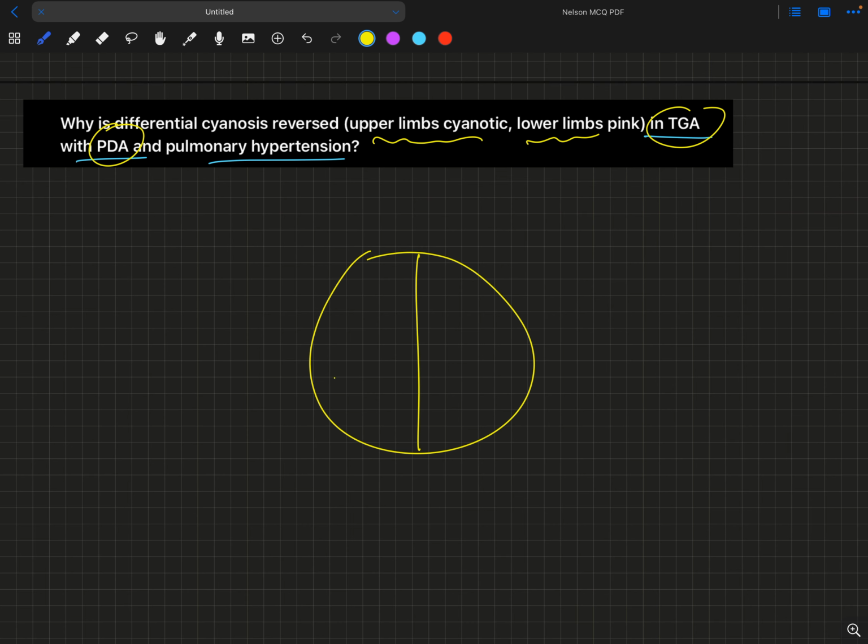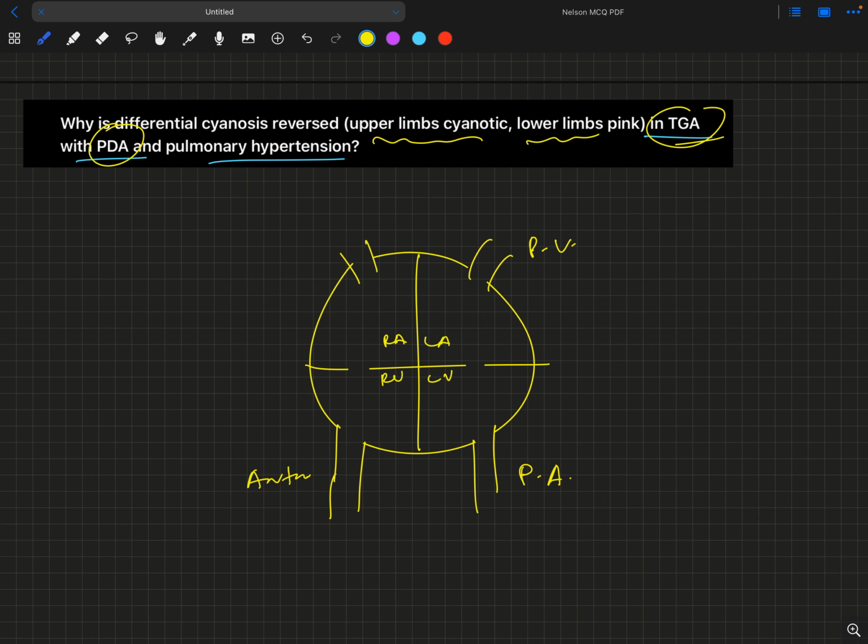Suppose this is our heart. This is the left atrium, this is the right atrium, this is the left ventricle, this is the right ventricle. In case of TGA, from the left ventricle, instead of the aorta, the pulmonary artery arises, and from the right ventricle, the aorta arises. But their input is normal. Here is the pulmonary vein, here SVC, IVC. This is my tricuspid and mitral valve.